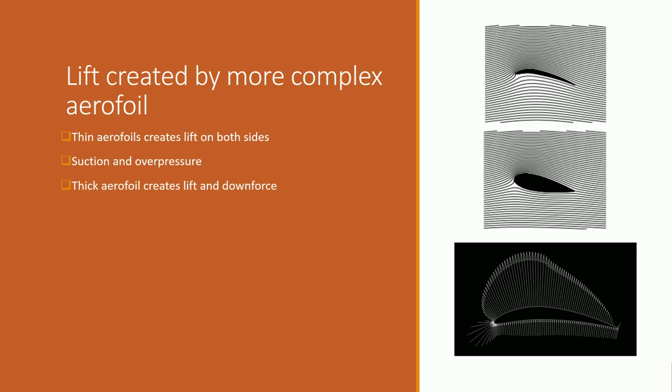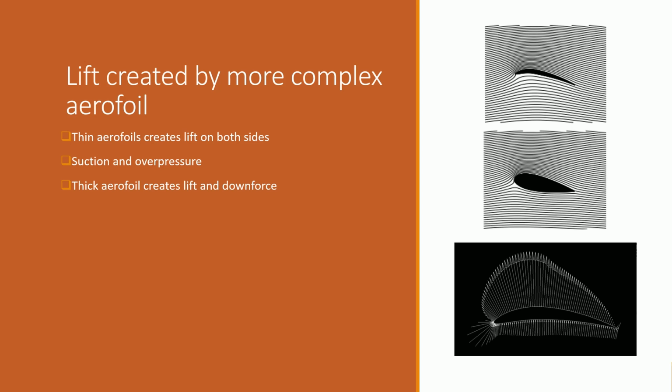Suction is the pressure force acting away from the surface, and overpressure is the pressure force acting towards the surface. Both sides of this thin aerofoil contribute to the pressure force created. The density of flow lines tells us how much force each side is producing. So the upper surface is producing more lift than the lower surface. This can also be shown using the pressure vector diagrams from X-foil.